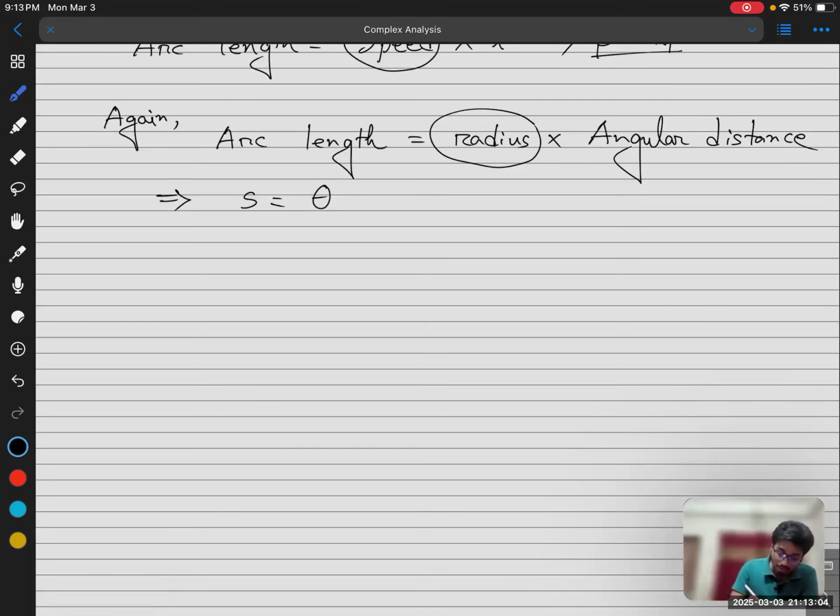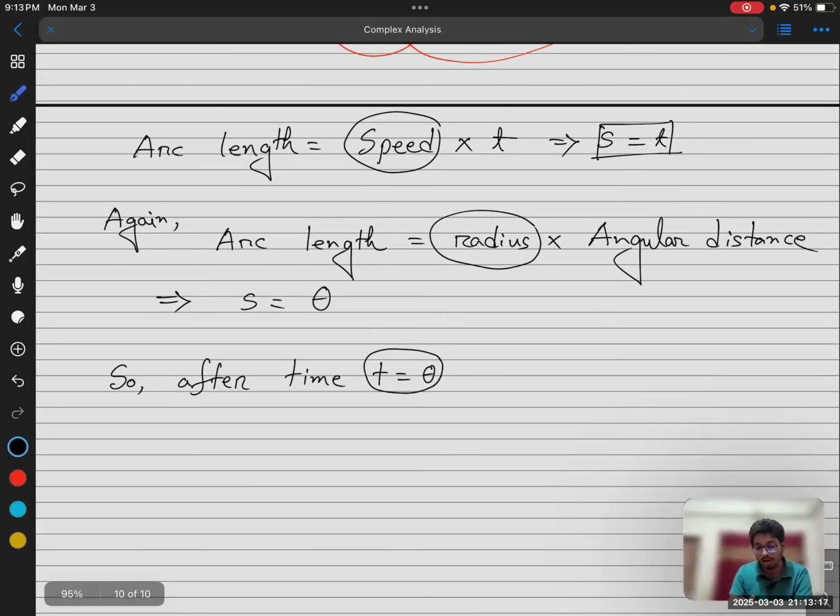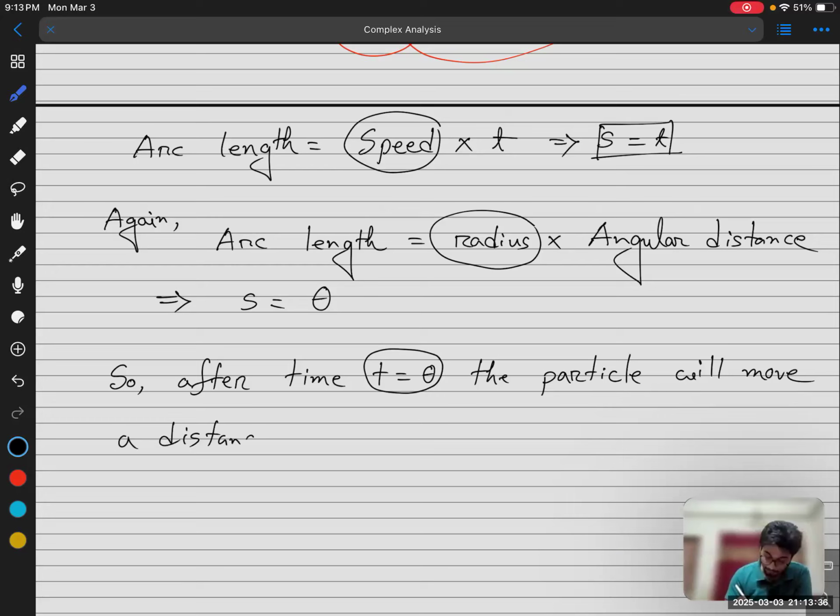So let's say that after time t is equal to theta, the particle will move an angular distance theta around the unit circle.